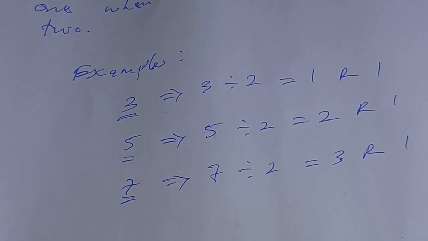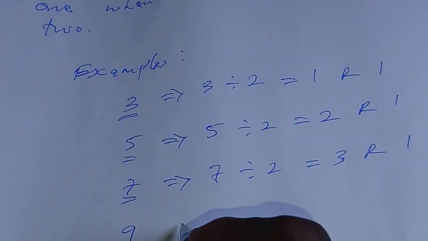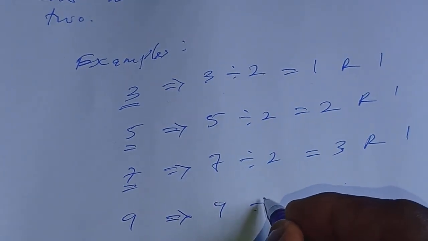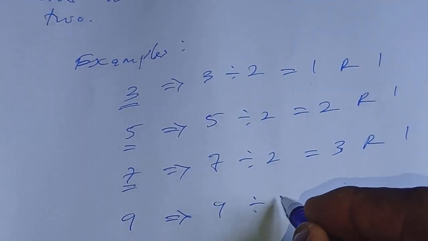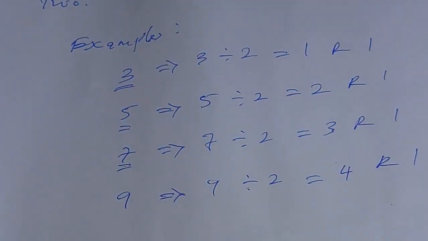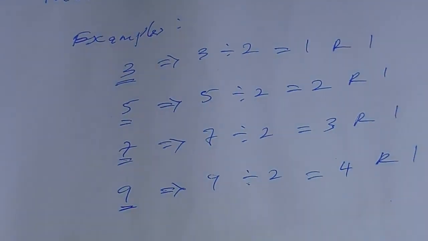Can we think of another one again? Let's look at another one, 9, in the line of odd numbers. 9 divided by 2 will give you 4, remainder 1. And why is this so? 2 divided into 9 will result in 4. That's 8, 2 times 4 is 8, and 1 will remain to make it 9. So 9 is also an odd number.